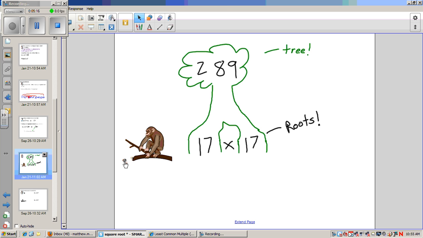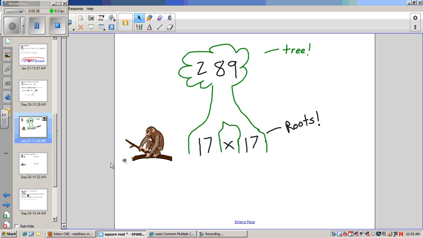And here's the monkey sound. It's what my math class sounds like sometimes. So that's our little hint to remember.